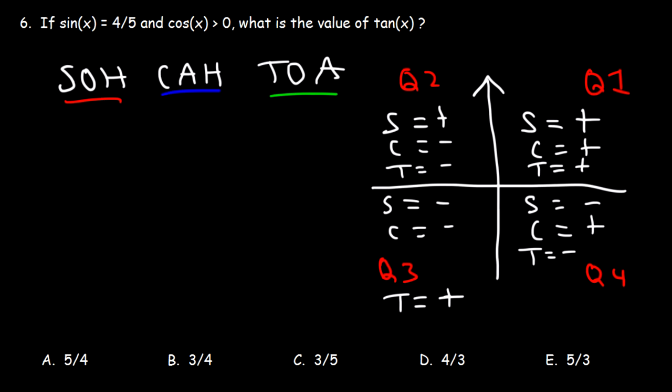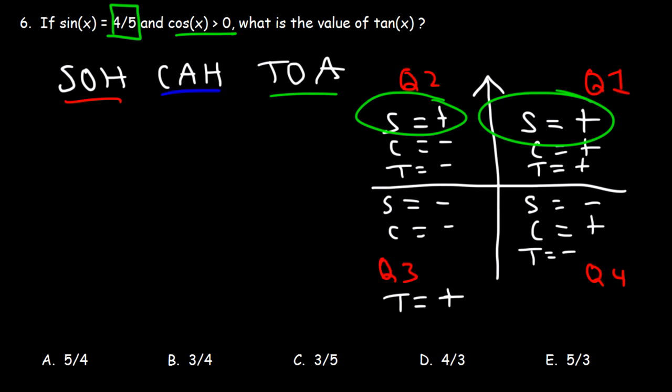So why is that important? Well, if we look at the problem that we have, notice that sine is positive 4 over 5. So therefore, the triangle is either in quadrant 1 or 2. Now cosine is greater than 0, which means it's positive too. Therefore, we know the right triangle has to be in quadrant 1, where tangent is positive.